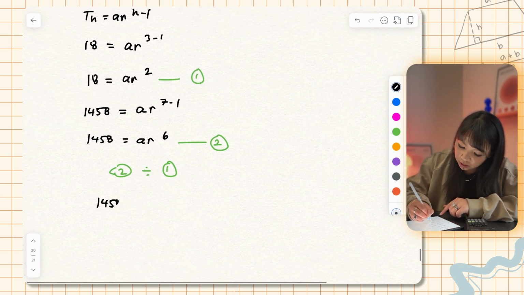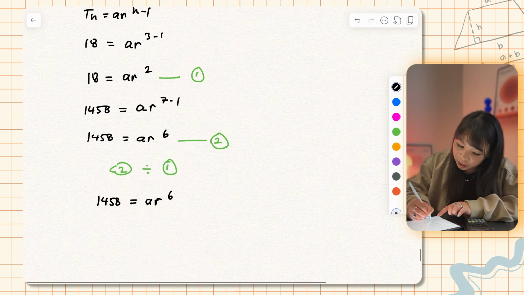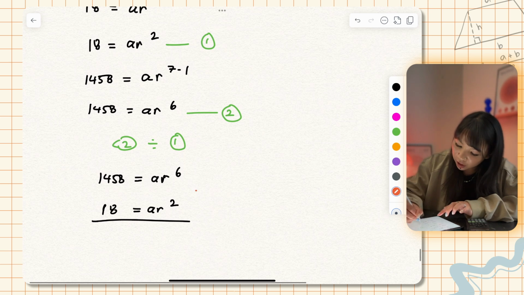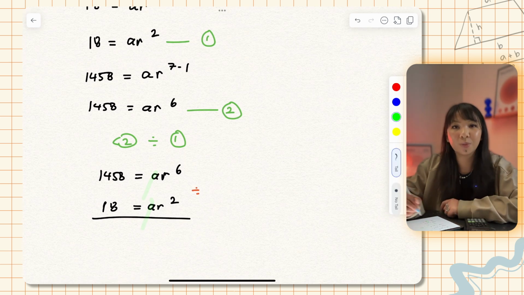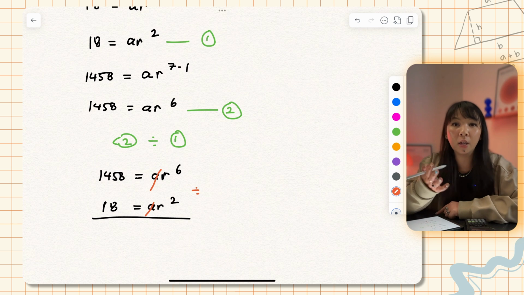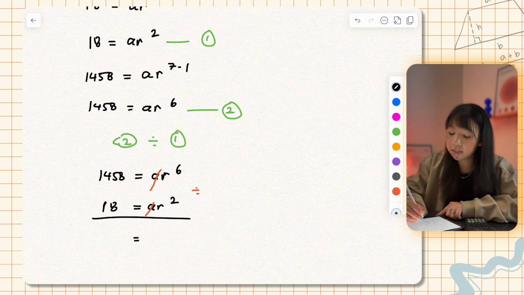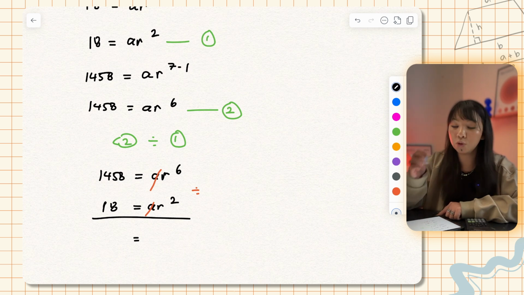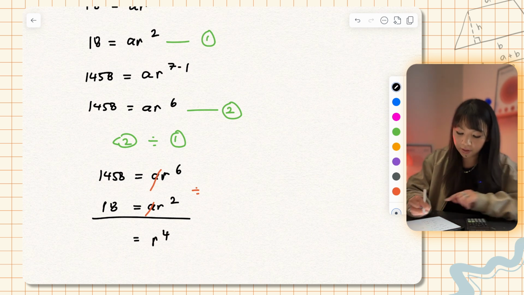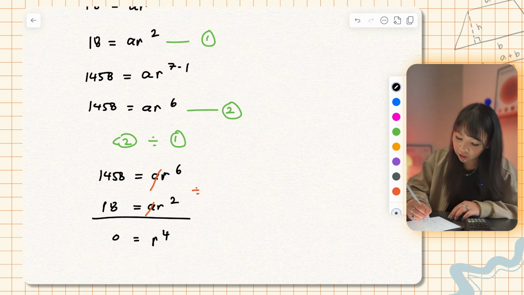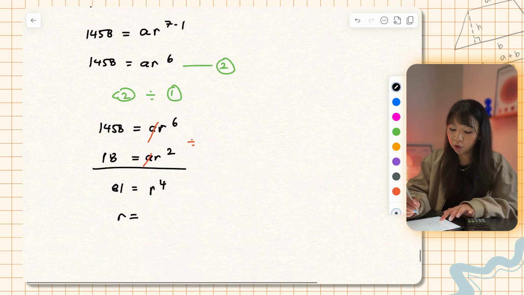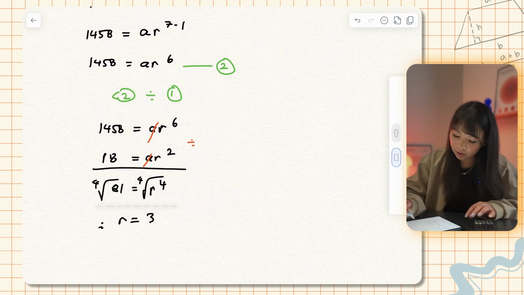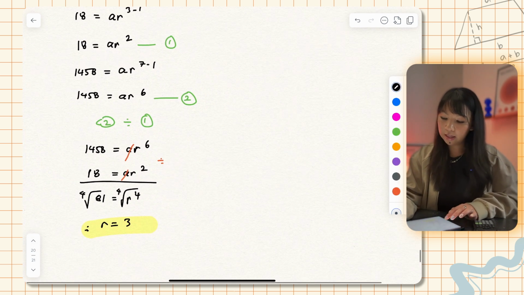So equation number 2 is this. And equation number 1 is 18 equals AR squared. If I divide them by each other, notice how the A's cancel out. That's exactly what we want. We want it to go away, eliminate. And then R to the 6 divided by R squared. Well, index laws, if you have two numbers with the same base dividing, you subtract the powers. So that's R to the 4. And then 1458 divided by 18, that's going to be 81. So then now if you continue, the fourth root of this is going to be 3. Okay, beautiful. So now we have the value of R.